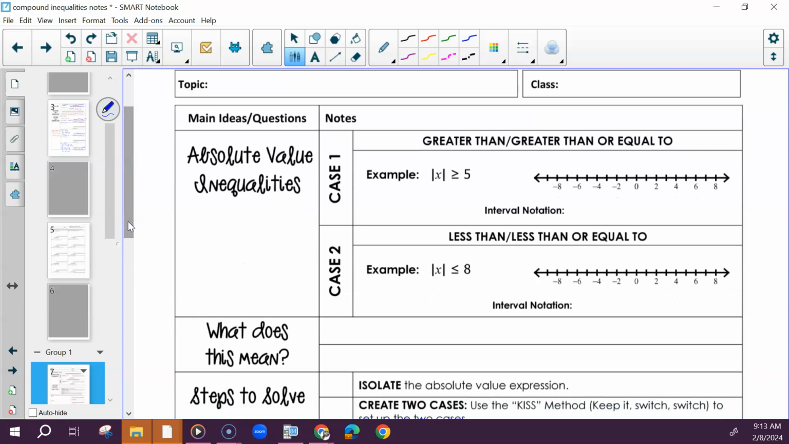So if we have a greater than or equal to, what we do once this is isolated, we drop the absolute value and we keep one of the cases the same. If you recall back to our absolute value equations, we make a positive and negative case because absolute value measures distance, so it can go in both ways. So whatever the case is, that would be your positive case. Then you're going to take the symbol and flip the direction and make the number negative. And then you're going to graph both of those.